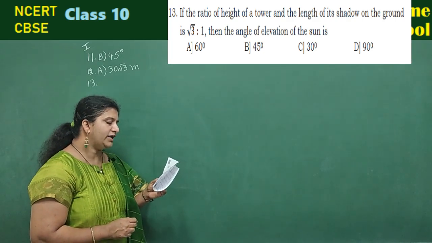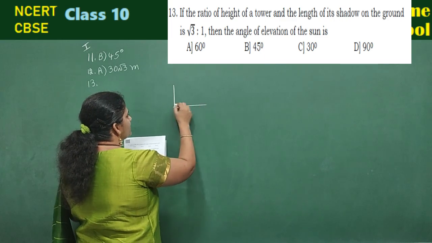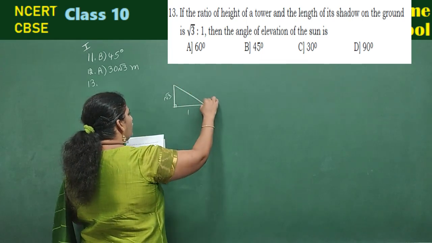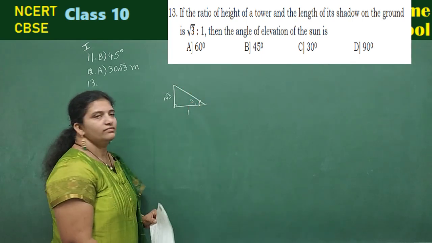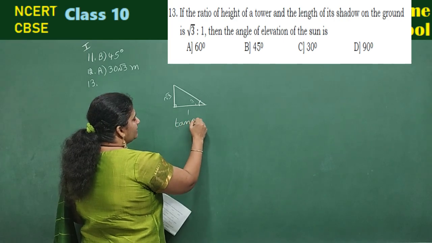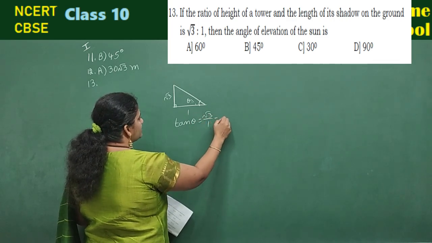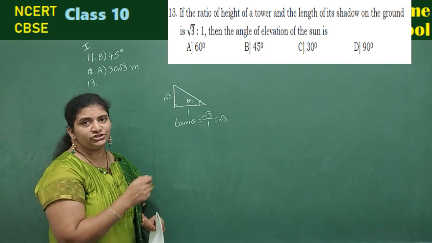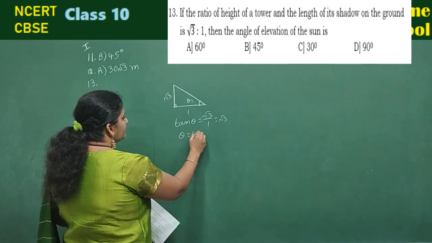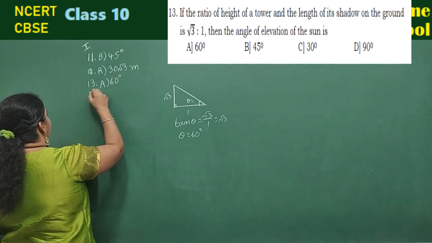If the ratio of height of a tower and length of its shadow, what is the ratio of this? Root 3 is to 1 given. Then the angle of elevation of the sun, this angle we need to find. Again in the same manner, opposite, adjacent given. Tan theta is equal to opposite root 3 by adjacent 1. Root 3 by 1 value is root 3. In the trigonometric ratio table, tan theta, where you get root 3, at tan 60 degree. Therefore, theta is equal to 60 degree. And your option is option A, 60 degrees.